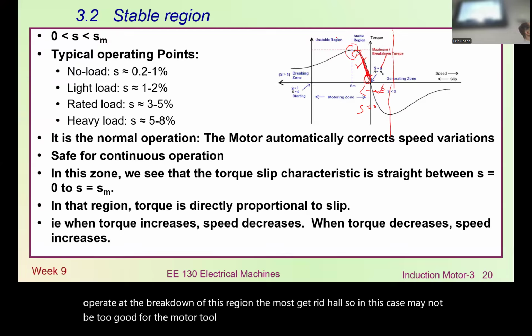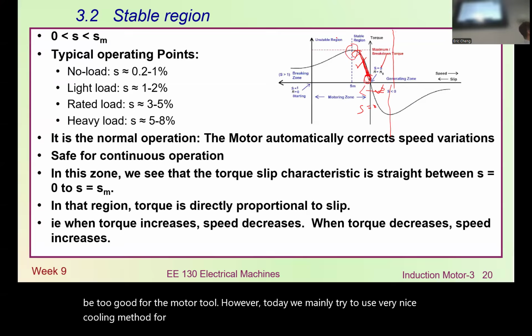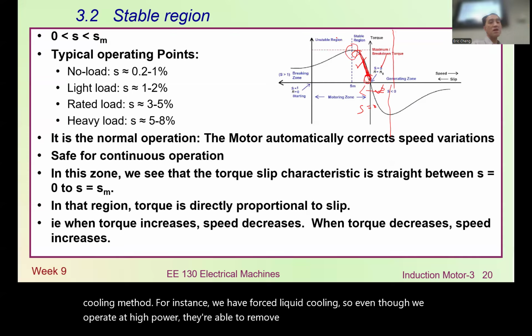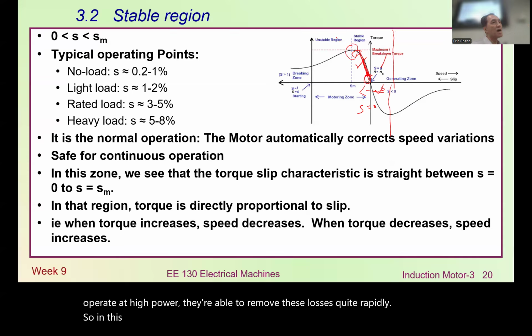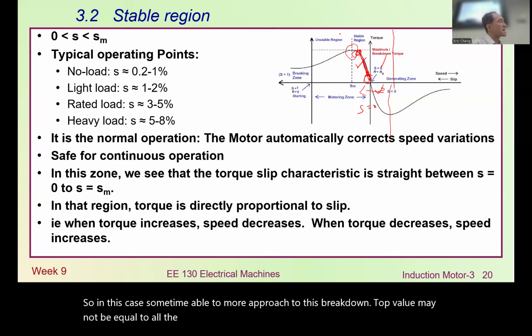However, today we mainly try to use very nice cooling methods. For instance, we have forced liquid cooling. So even though we operate at high power, we're able to remove the losses quite rapidly. So in this case, sometimes we're able to approach closer to this breakdown torque value. It may not be equal all the time, but maybe 80%, 90% is also possible if we use forced cooling on the motor.